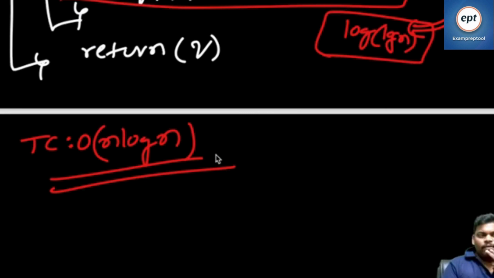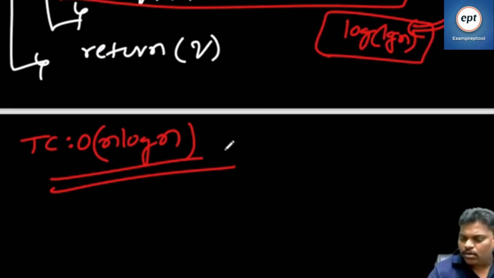The second loop is going up to log p, where p becomes log n. So outside is n, and inside are 2 loops, log n and log n, and the bigger one is log n. So the answer is n log n. The time complexity of this program is n log n. Are you okay with this?